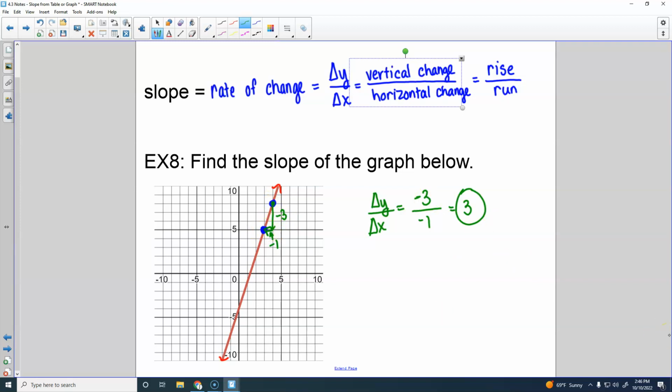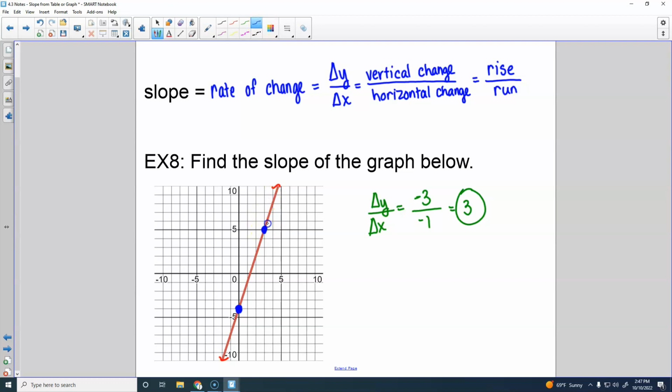Okay? All right, now, I didn't have to use these points. Let's say that instead, right here at -4 and 0, -4, that looks like it's on the graph, right? Let's say for whatever reason I decided I was going to use these 2 points.